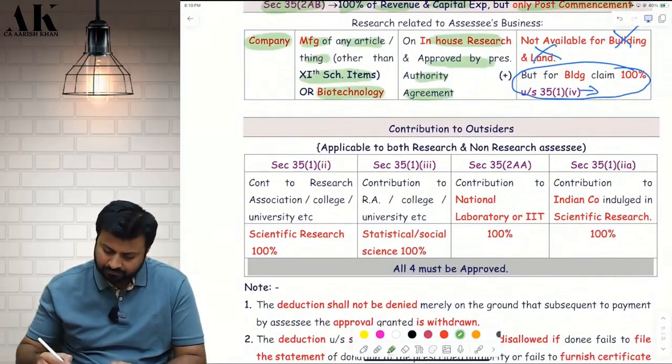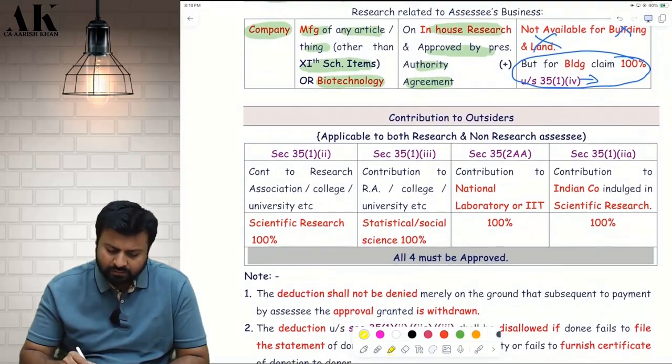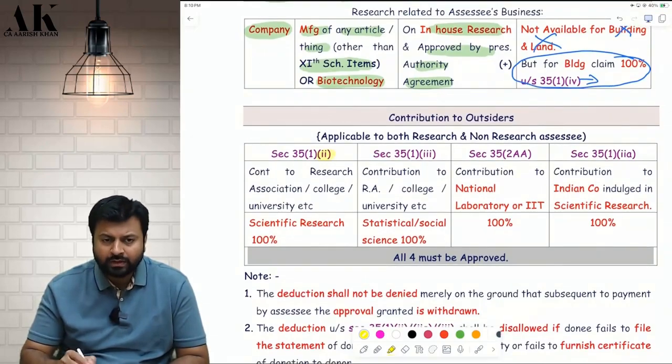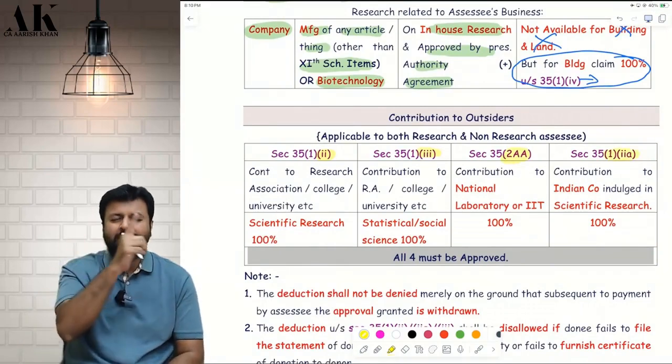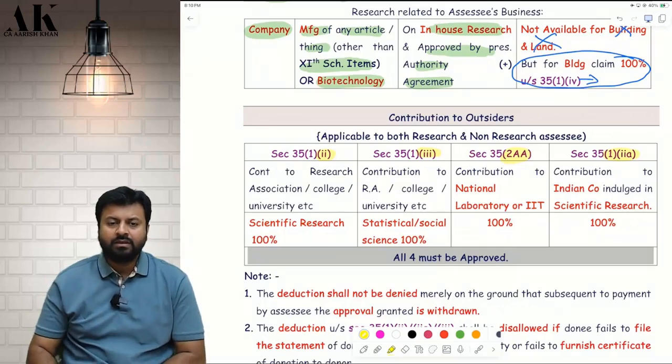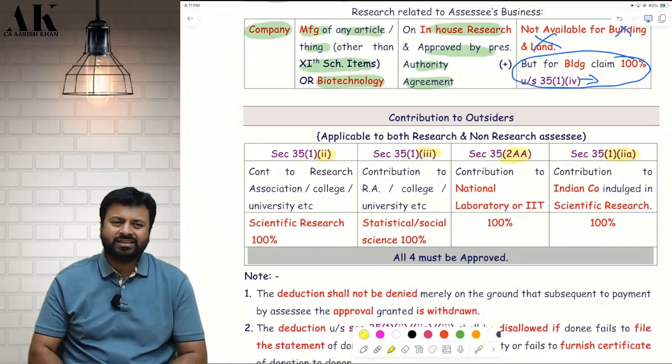First, listen carefully. You are giving contribution, section 35(1)(ii), 35(1)(iii), 35(2AA) and 35(1)(iia). First of all, remember the section number in your mind if possible. If you are not able to remember, then just write section 35. That's it. Are you clear?